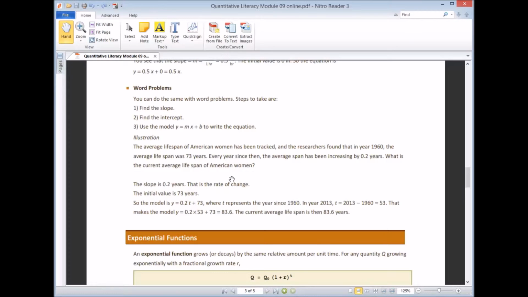And the initial value, meaning when was the very first time that was tracked? So that was year 1960. And in 1960, the average lifespan was 73 years. So that's my initial value. So that would be my b.